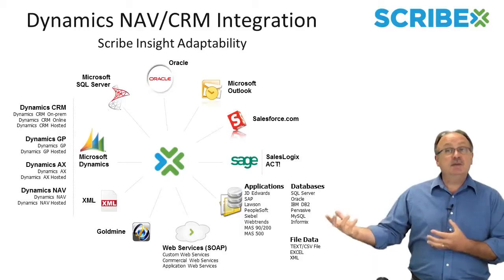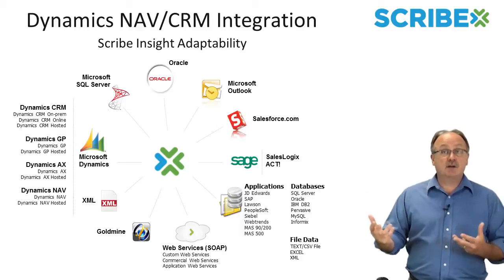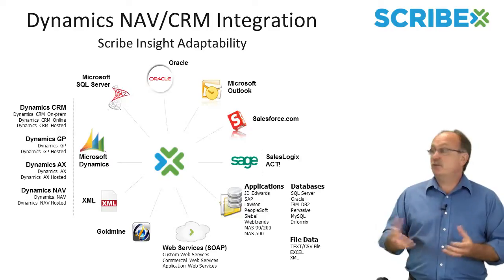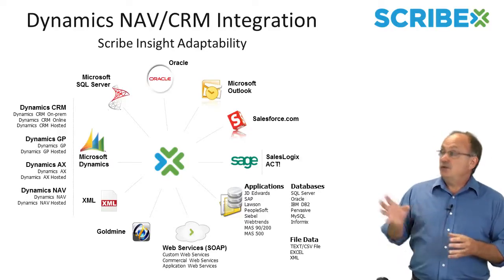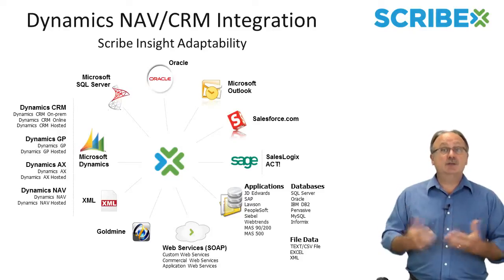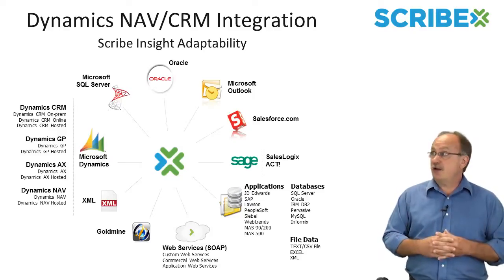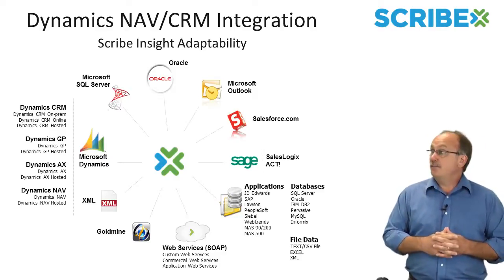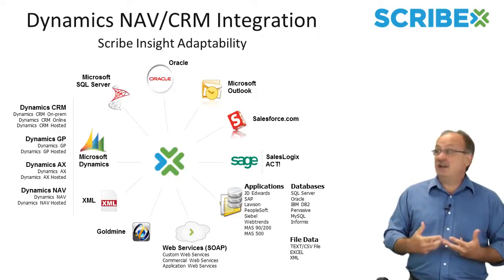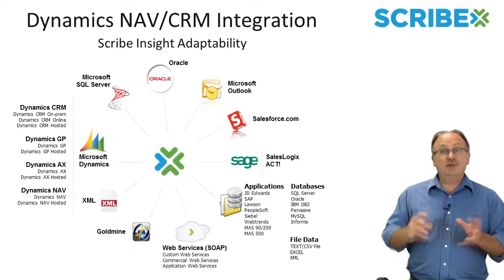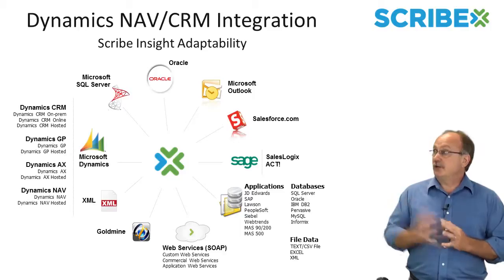Your focus may be today just on NAV CRM integration, but know that because of this platform nature of Scribe Insight, you can certainly reach out into these other applications and strategically include those within your migration and/or integration strategy. So as you can see here, the Dynamics family to the left of the screen there. So you've got CRM, GP, AX, NAV. These are all our Scribe application adapters that we have built to leverage those APIs of those applications.